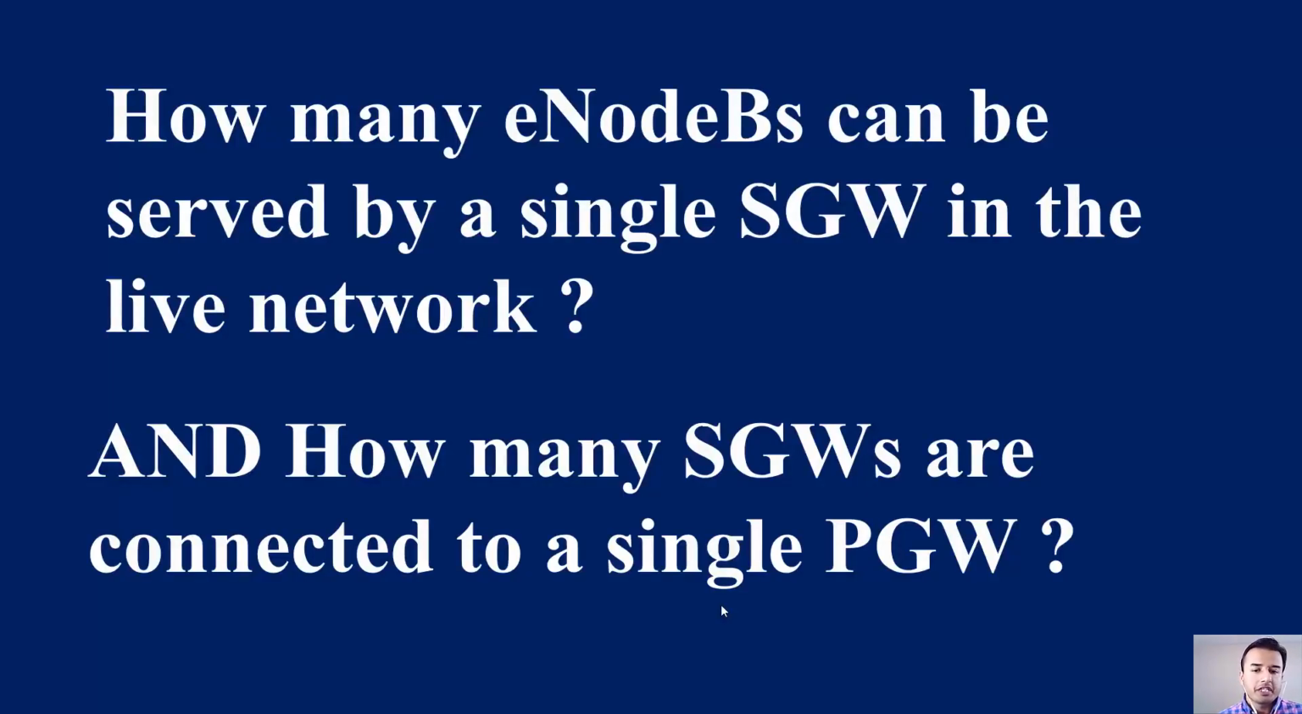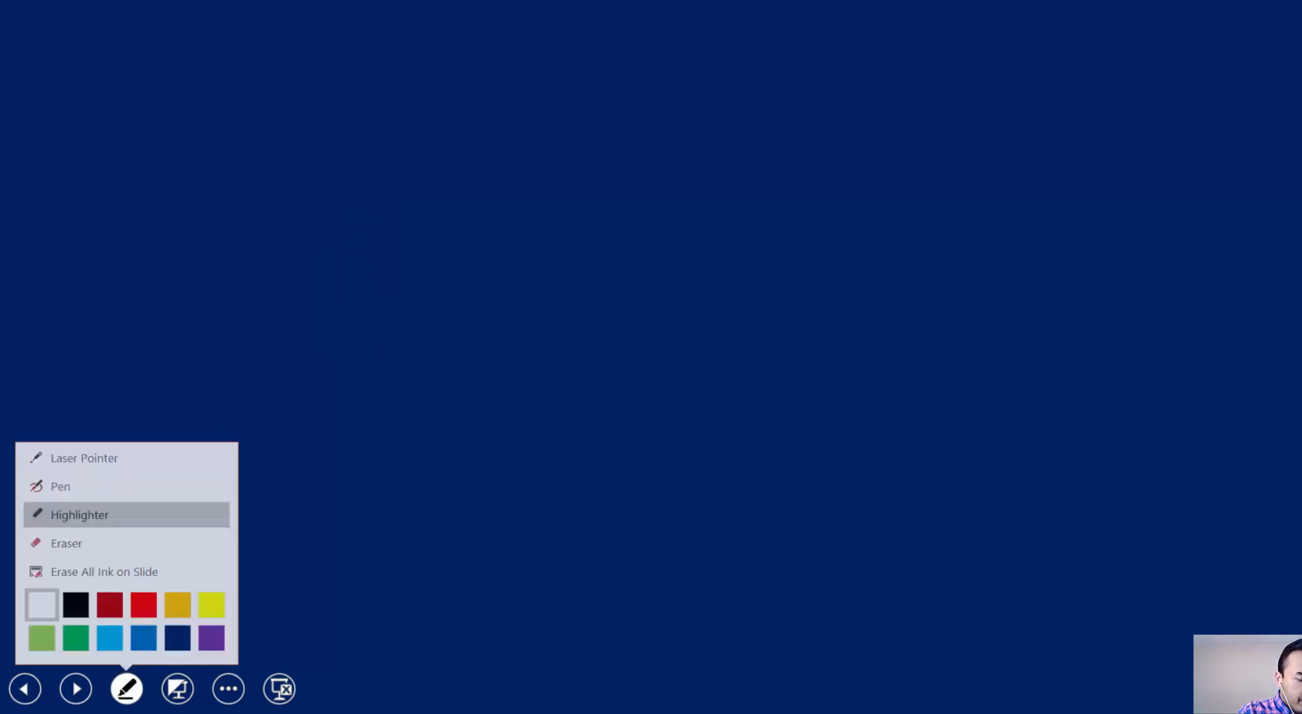Okay, another question which is asked by another colleague in the group is how many eNodeBs can be served by a single SGW in a live network, and how many SGWs are connected to a single PGW? Great question. And before we look into the diagram and understand, let's again talk about the architecture, and then we can dig further and see what should be the answer and what actually the answer is, and so on and so forth.